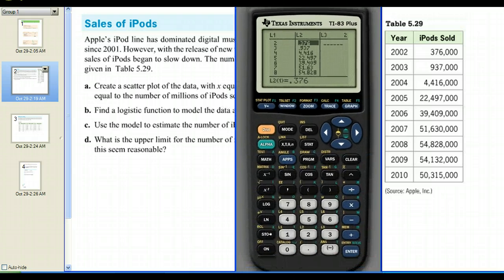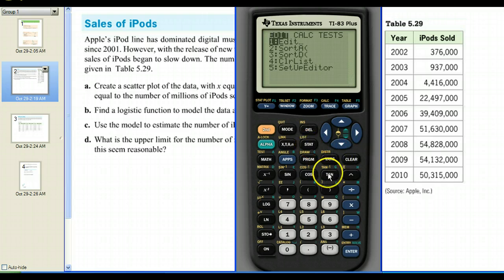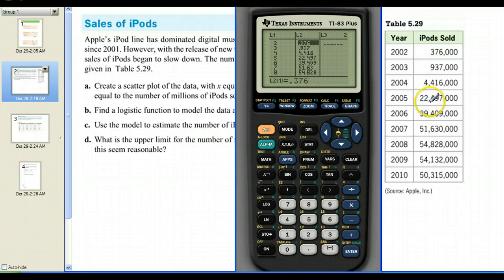Now if you aren't good with decimals or percentages, just take the number that you're given, like 937,000, and if you want to know how many millions that is, divide it by a million. So 0.937. That's what I'm doing here, but you can do them in your head. And from there on, it's just where the decimal goes, 4.416, 22.497. This is how many millions there are. So there's where that list is coming from. It's in millions. So x is in years after 2000, y is in millions.